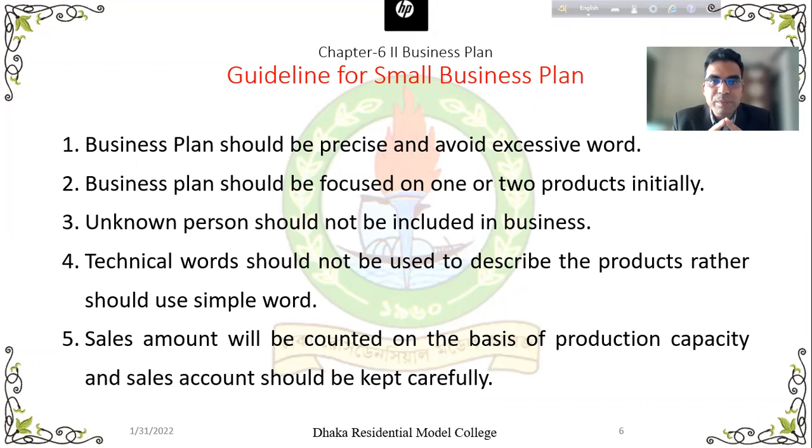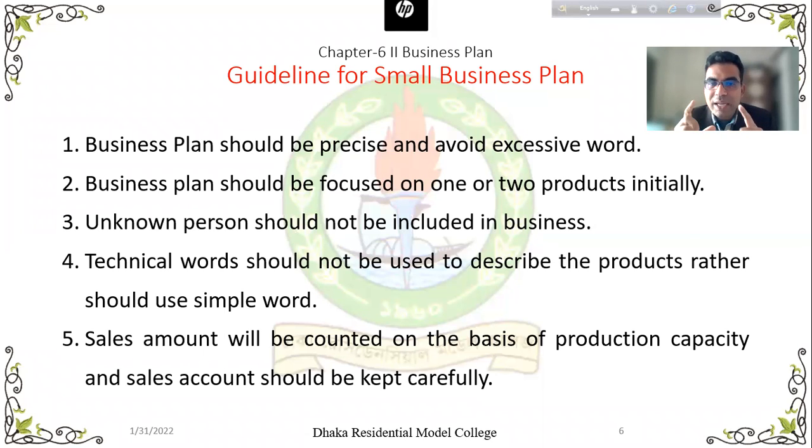Then number 2, business plan should be focused on 1 or 2 products initially. প্রাথমিকভাবে একটা বা দুইটা পণ্যের উপরই ফোকাস করা উচিত। You can take a screenshot from here. Number 3, unknown person should not be included in your business. ব্যবসার মধ্যে অপরিচিত কোনো ব্যক্তিকে তুমি ইনক্লুড করবে না। Number 4, technical words should not be used to describe the products, rather should use simple words.